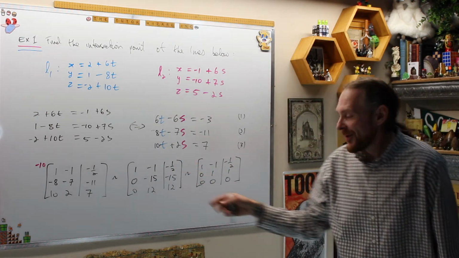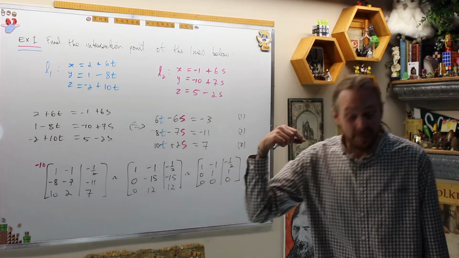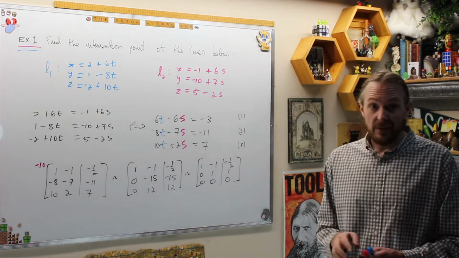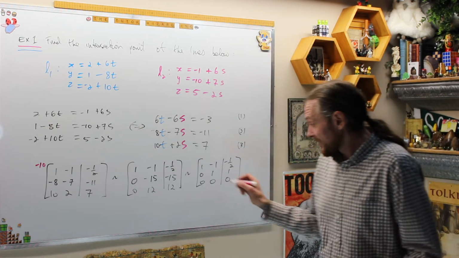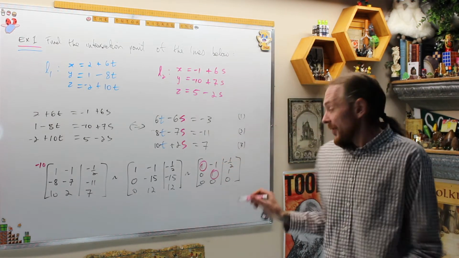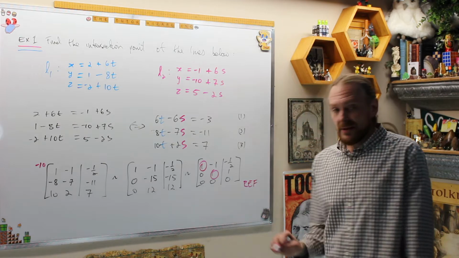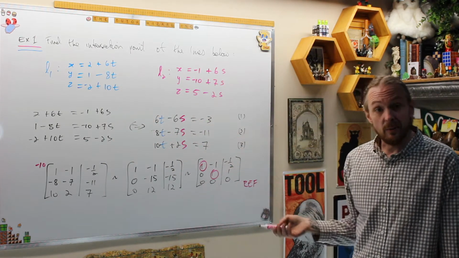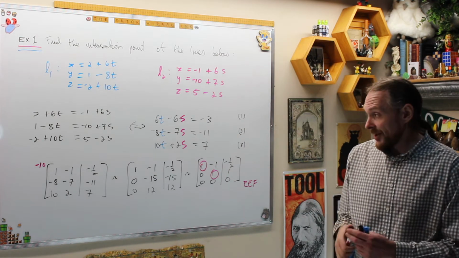This is the one case where just because I got a row of zeros, that doesn't immediately mean I have infinitely many solutions. I should have a unique solution for s and t. And what is it going to say? You have a unique solution when the number of leading ones in row echelon form is equal to the number of unknowns you had originally. We have two unknowns, we have two leading ones. This is REF.